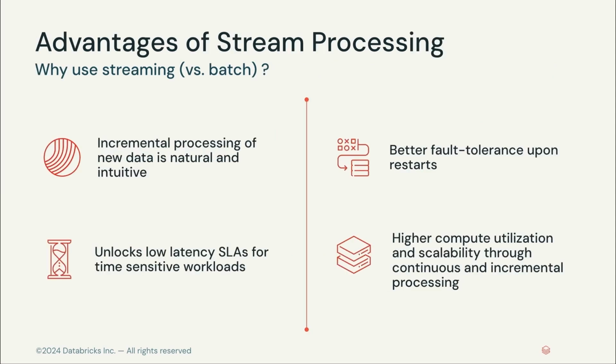What are the advantages of stream processing versus batch processing in this case? So the idea then is that we have incremental processing of new data, and this is natural and intuitive. It makes sense for us to process data as quickly as possible and do things in such a way that it's fault tolerant, that we can restart the pipeline as needed. It ensures that we have low latency, especially when we have SLAs that call for time-sensitive workloads and low latency. And it enables us to use compute to the highest utilization.